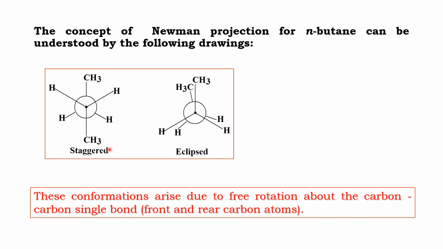So in the staggered position, we could say the bond between the first carbon atom and the second carbon atom are far apart. While in eclipsed, the bond of the first carbon atom and the second carbon atom is on the same plane. And these conformations easily or freely rotate about the carbon-carbon single bond. In Newman projection formula, we represent it by circles, and the bonds are represented as originating from the center of the circle as well as from the circumference of the circle.